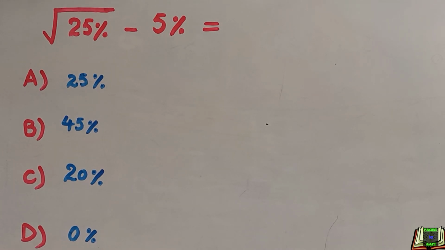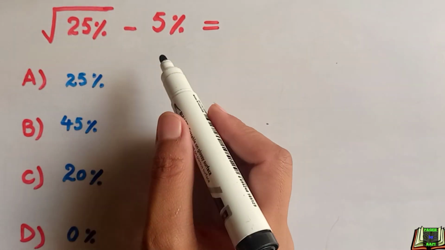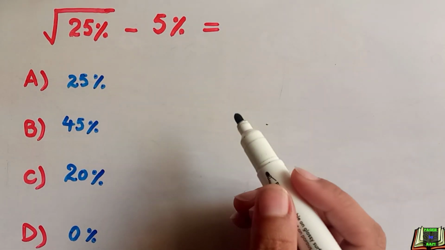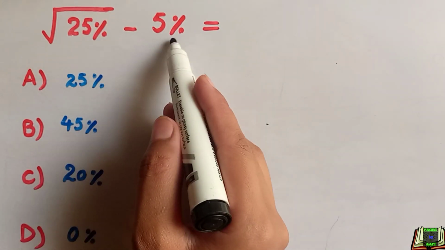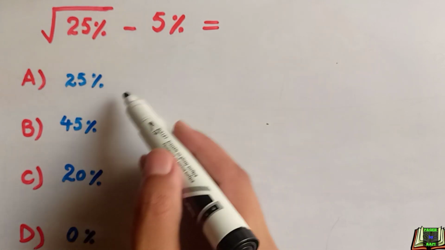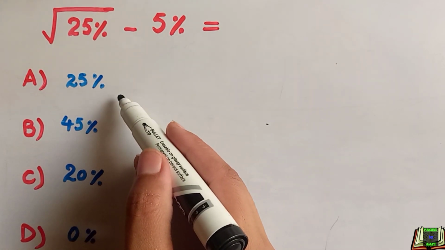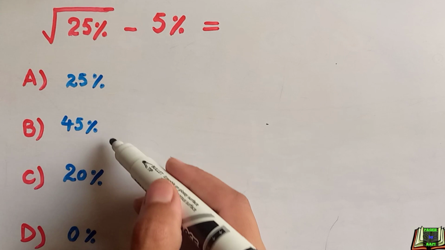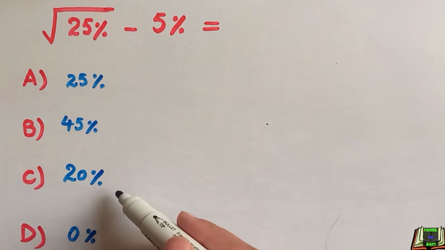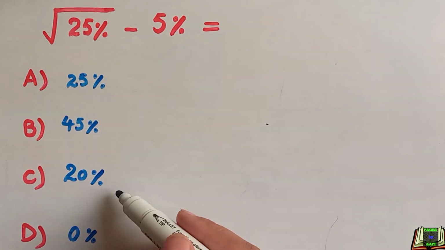In this tutorial, we are going to solve this percentage problem. And the problem is square root of 25% minus 5%. We have to find the correct answer from these four options. A 25%, B 45%, C 20% or D 0%.